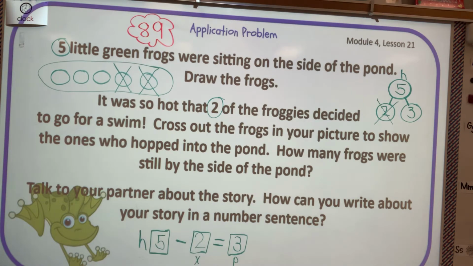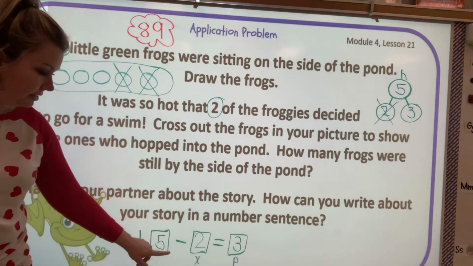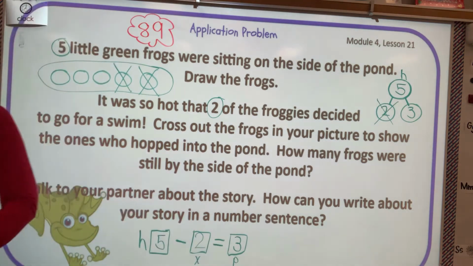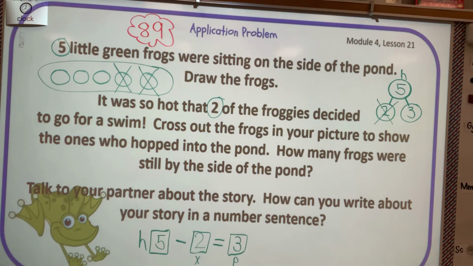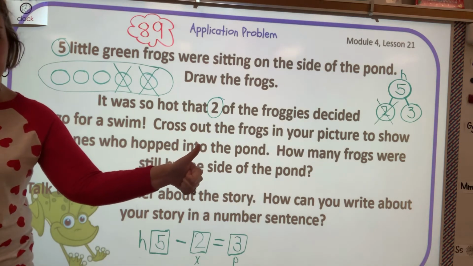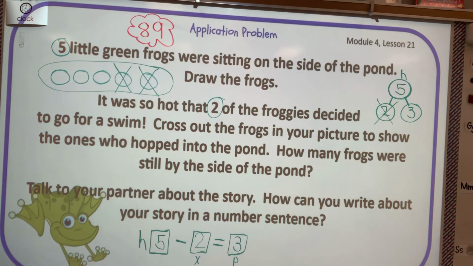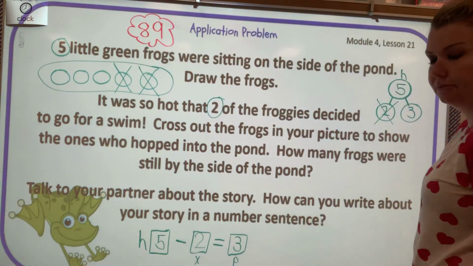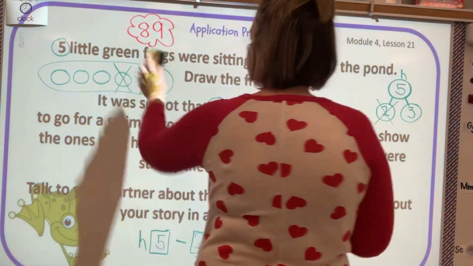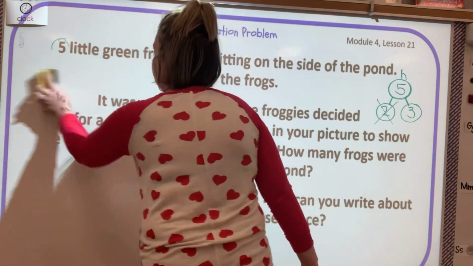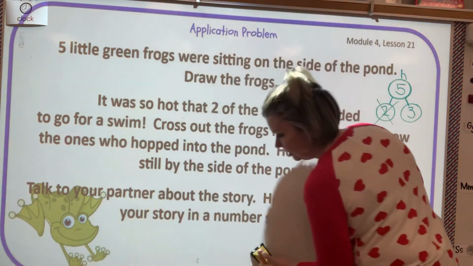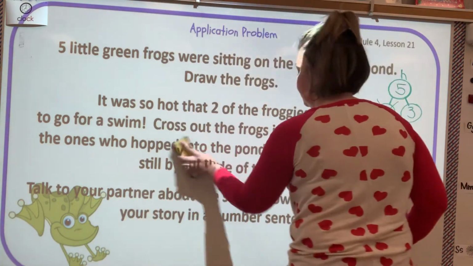So now I can read my number sentence like this. 5 take away 2 equals 3. Understand? Make sense? Easy peasy lemon squeezy? We're gonna practice it some more with Miss Emily. Let me grab my eraser. You can move your book to the side and go ahead and get out your whiteboard and your 5 cubes.